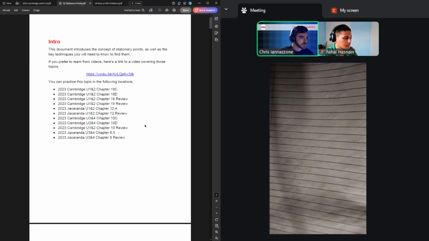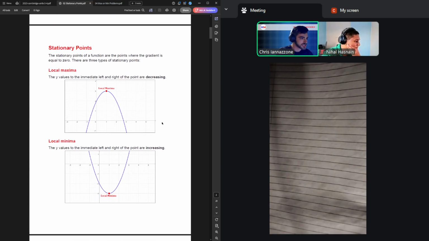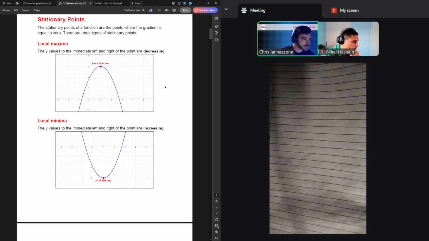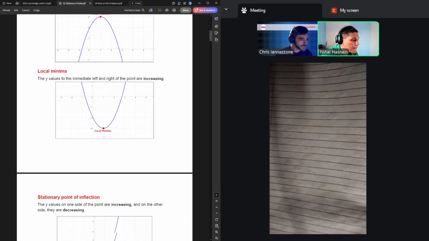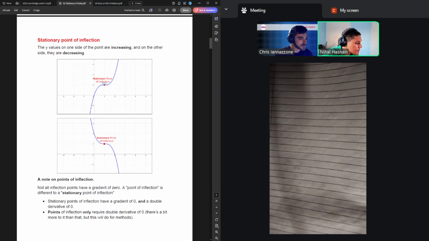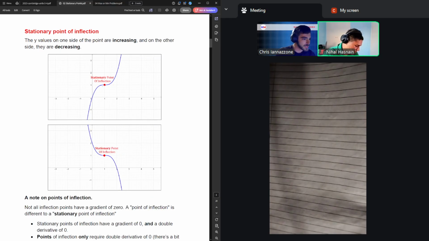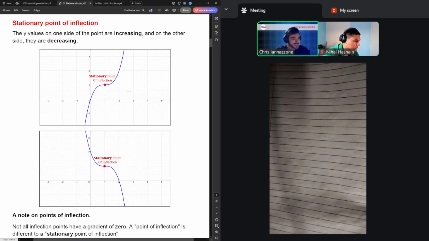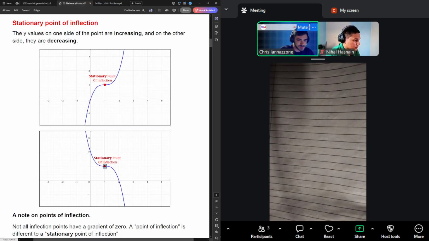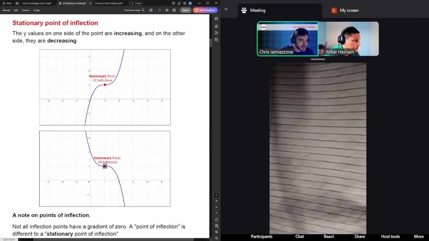So, stationary points. I believe you're already familiar with the gist of what's going on here, right? Where you can use the derivative for finding the stationary points on a graph. You've got your local maxima, your local minima, and even these points of inflection. Now, more specifically, it'll find the stationary points of inflection. That's where you do have gradient 0 at those spots.